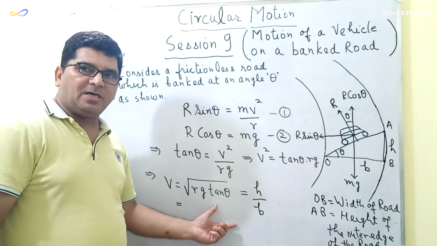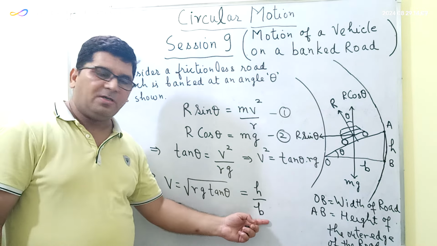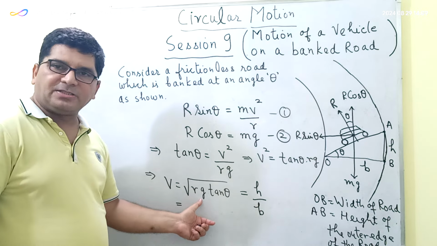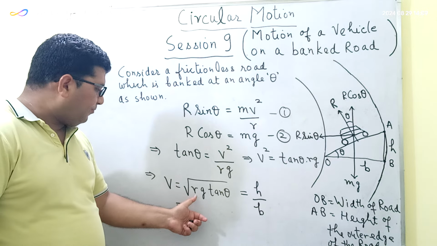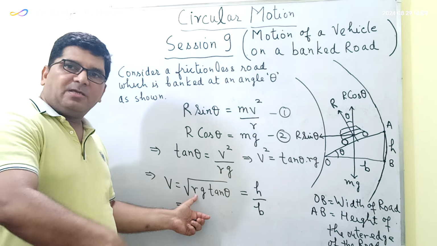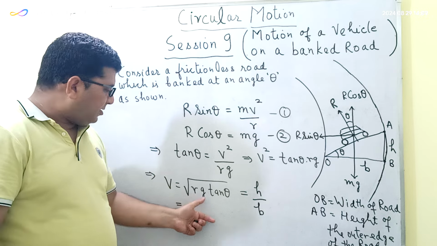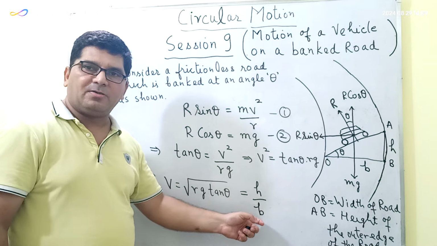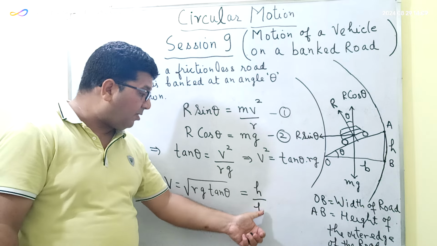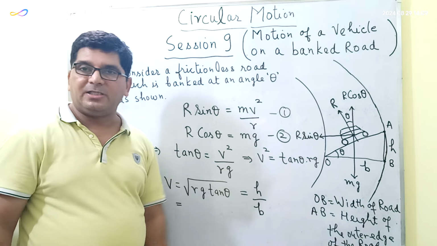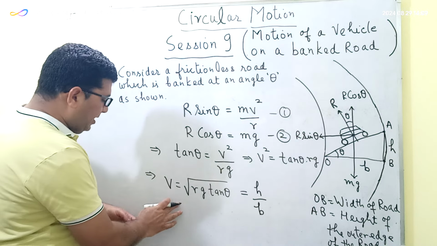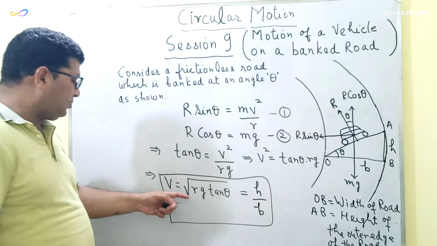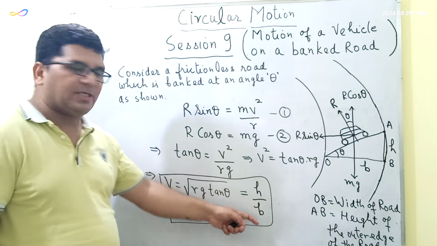So with the help of this formula we can calculate the width of the road, or you can also calculate the height of the outer edge of the road if the other parameters are given to us. That is, if we know the radius of this circular path, if we know the banking angle, and if we know any one of these two parameters, then we will be able to find the other one. So this is an important formula, that is v is equal to under root Rg tan theta, and tan theta is equal to H upon B.